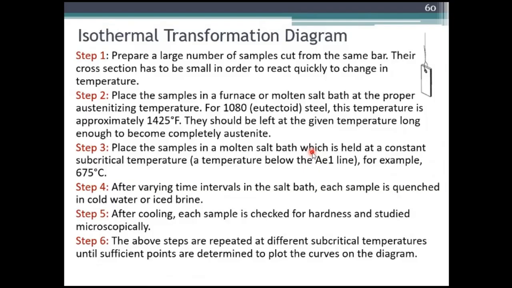So the isothermal transformation diagram. What does it say? This diagram also yields the various phase changes, but at a constant, same temperature.